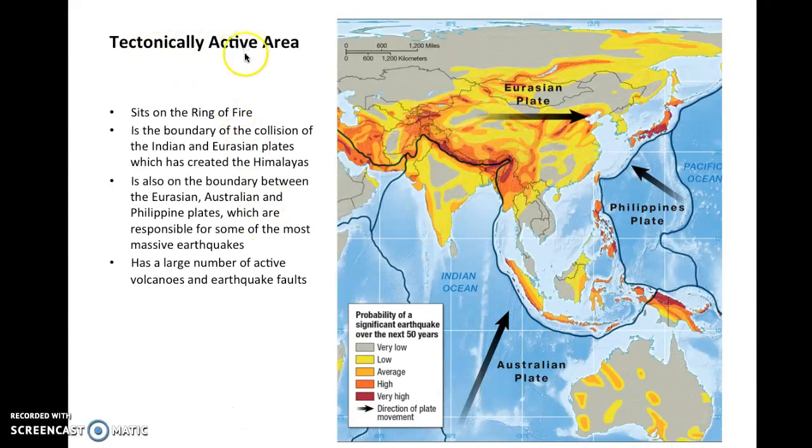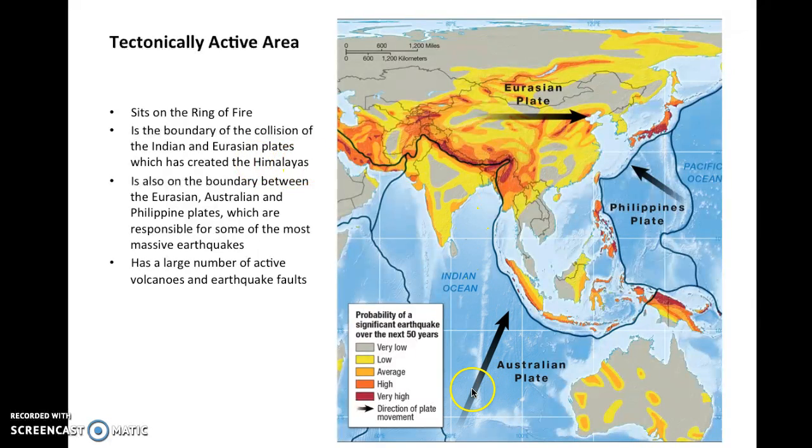So what's going on? Tectonically active area. If you look at this right here, you see it sits on the Ring of Fire. That's this area right along here. That's called the Pacific Ring of Fire and goes all the way around the globe, comes up the western part of South America, through Central America, and all the way up through Alaska and back around. It's the boundary of the collision of the Indian and Eurasian plates, which have created the Himalayas.